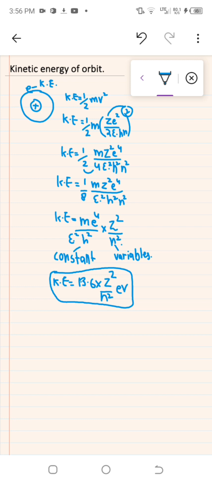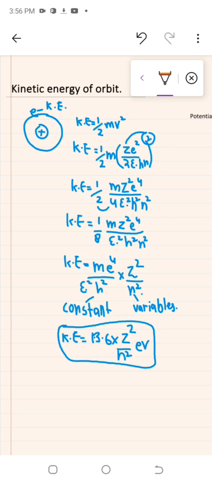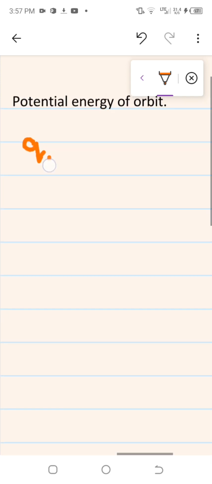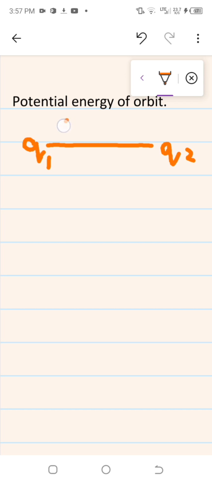Now we move on to the potential energy of an electron. Potential energy is basically the energy between two charges, Q1 and Q2. As we are all familiar, between two charges we have electrostatic potential energy. The formula of potential energy is V equal to 1 upon 4 pi epsilon into the charges Q1 Q2 over R square.